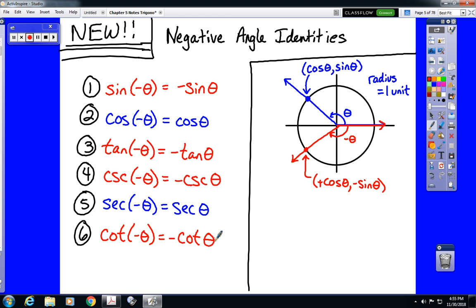This is going to be a situational set of identities. We're not going to use them all that often. But notice that cosine and secant have the same value, whether the angle is positive or negative, whereas the other 4, you'll notice I wrote them in red, have the opposite value.